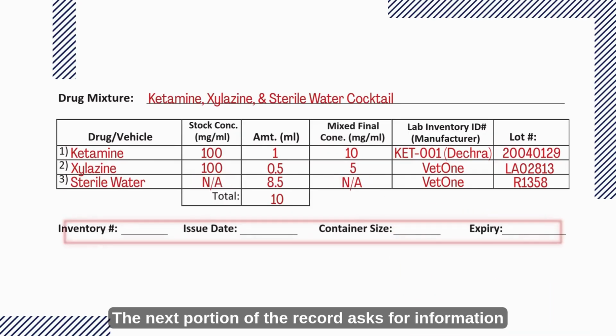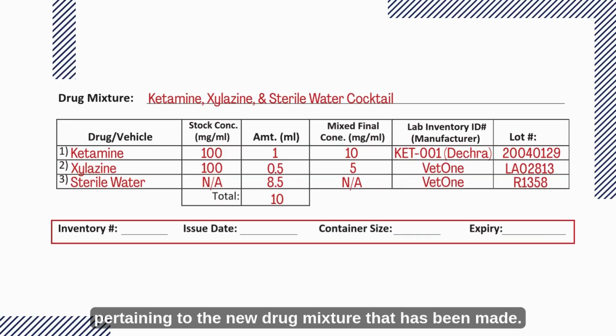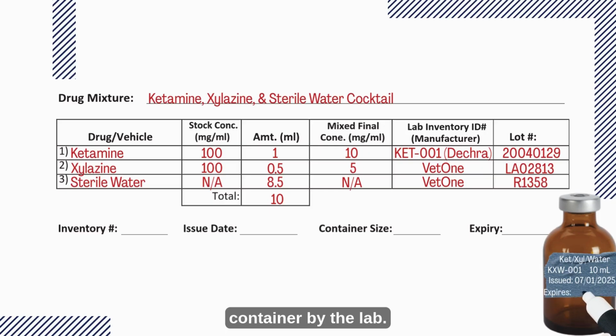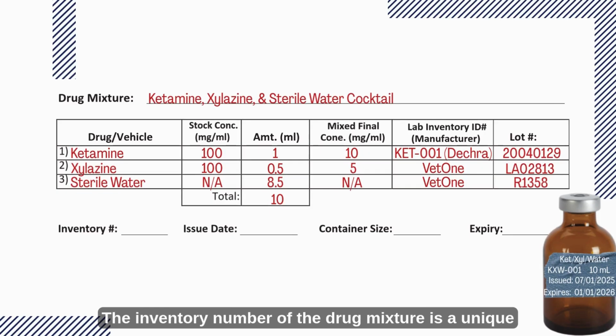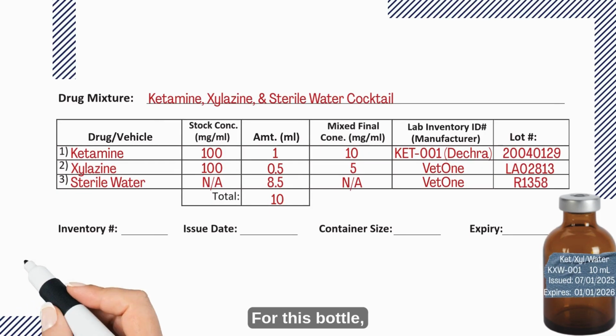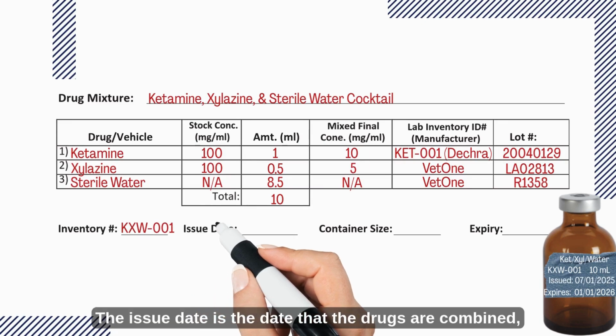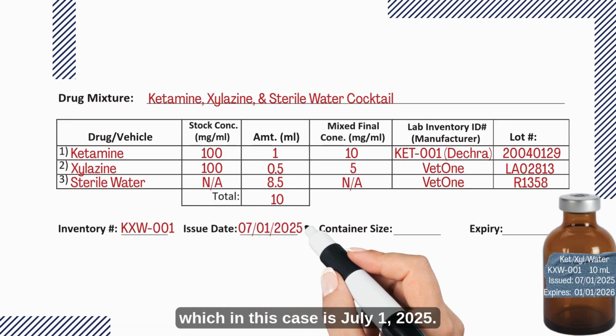The next portion of the record asks for information pertaining to the new drug mixture that has been made. All of this information should be written on the new container by the lab. The inventory number of the drug mixture is a unique identification number assigned by the lab. For this bottle, the Smith lab labels it KXW-001.